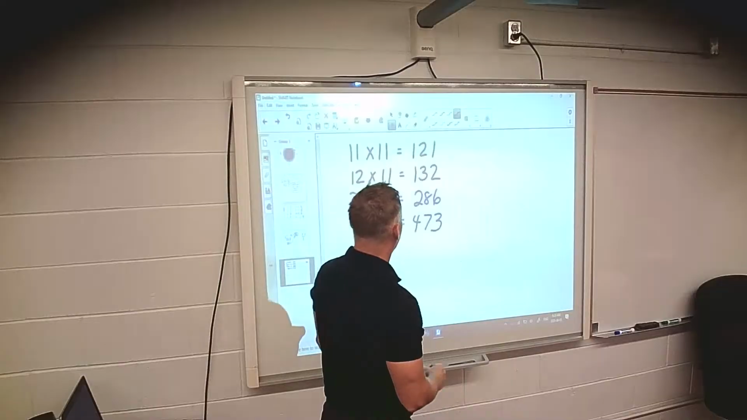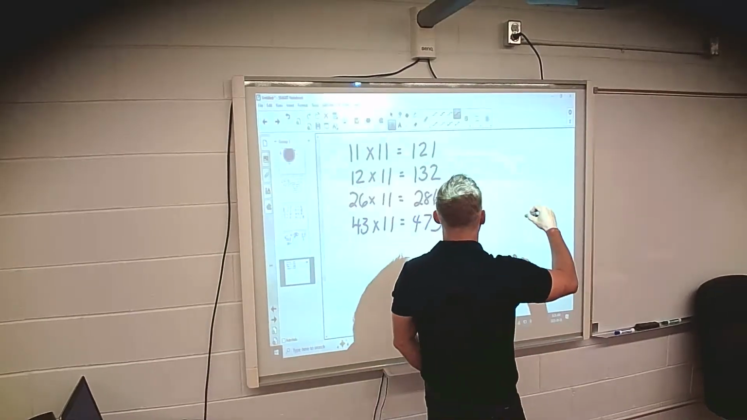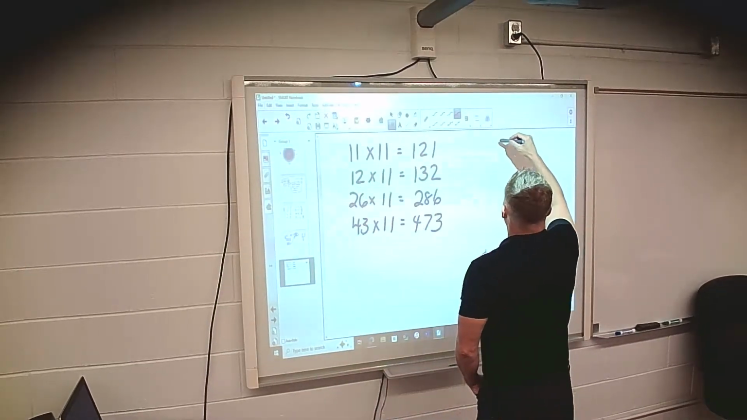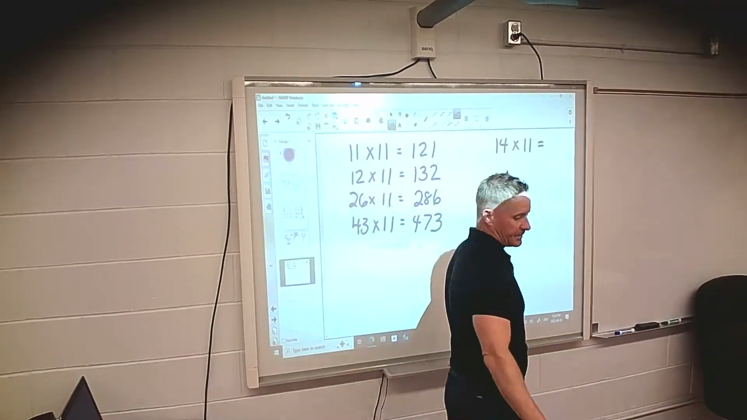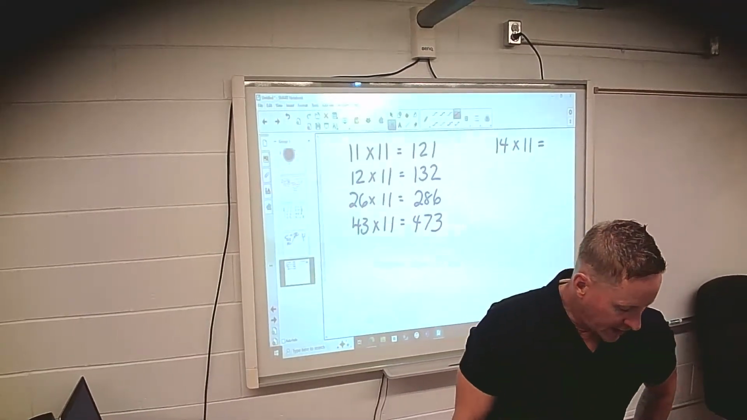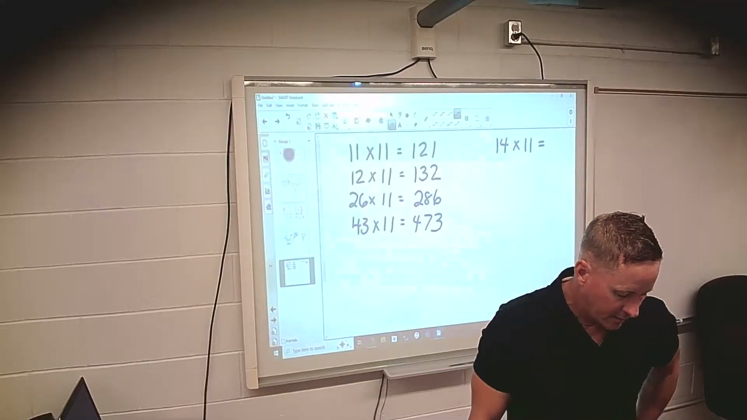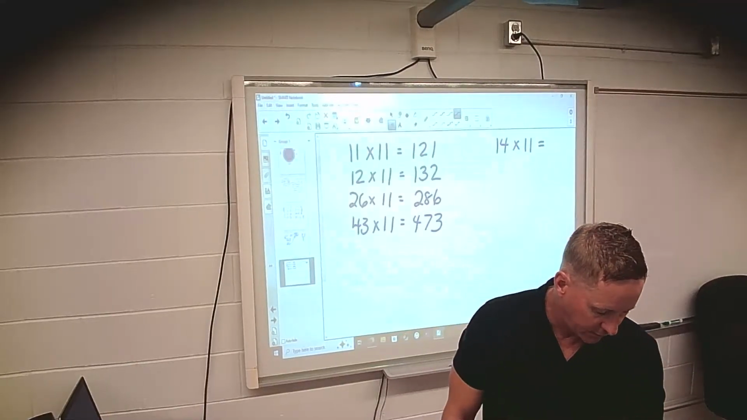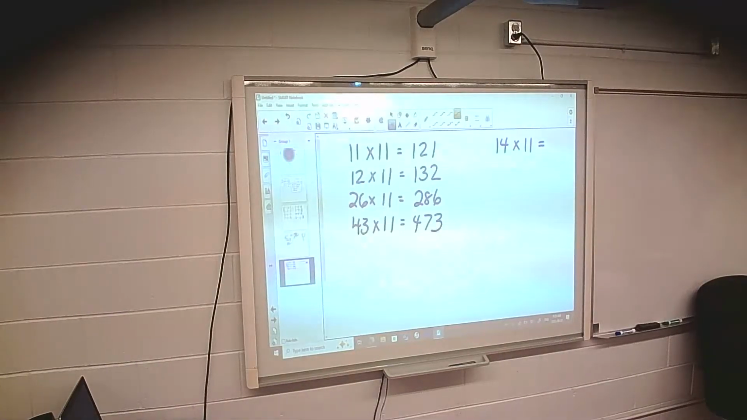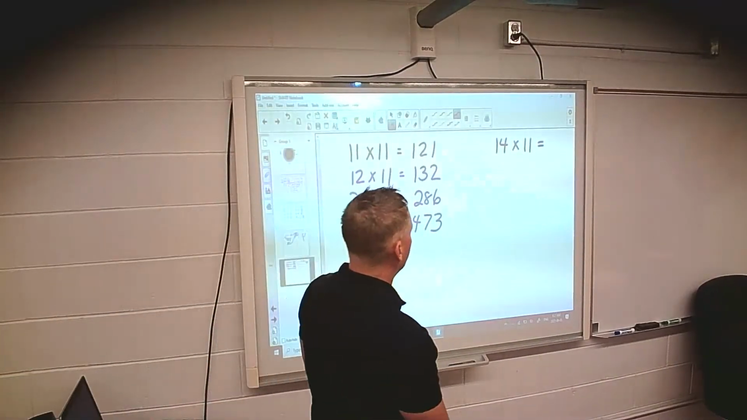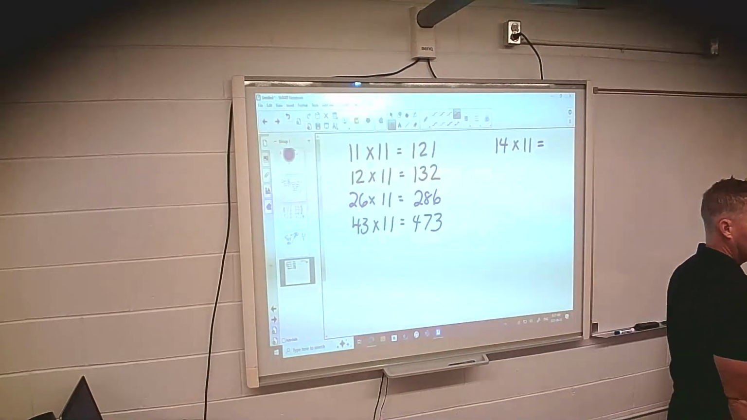Okay, now I'm going to do this over here. Okay, so what conjecture can you make about the pattern? How can you check whether the conjecture is true? And let's go through it. All right, so somebody tell me, without use of a calculator, 14 times 11. What is it?